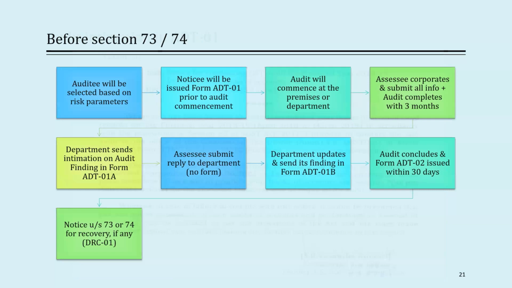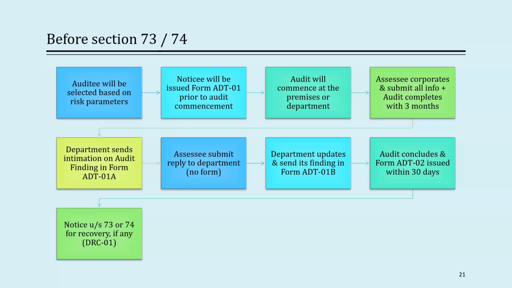Once the audit starts, what is the procedure? ADT-01 will be given prior to commencement of the audit. The audit will commence based on the information given by the assessee, and it needs to be completed within 3 months. If it is not possible to conclude within 3 months, then the officer needs to take the permission of the Commissioner or Principal Commissioner to extend the audit time period. Once the audit is done, they have to issue audit observations, which are nothing but the findings made by the officer during the audit of the books of accounts of the assessee. That observation would be communicated in ADT-01A.